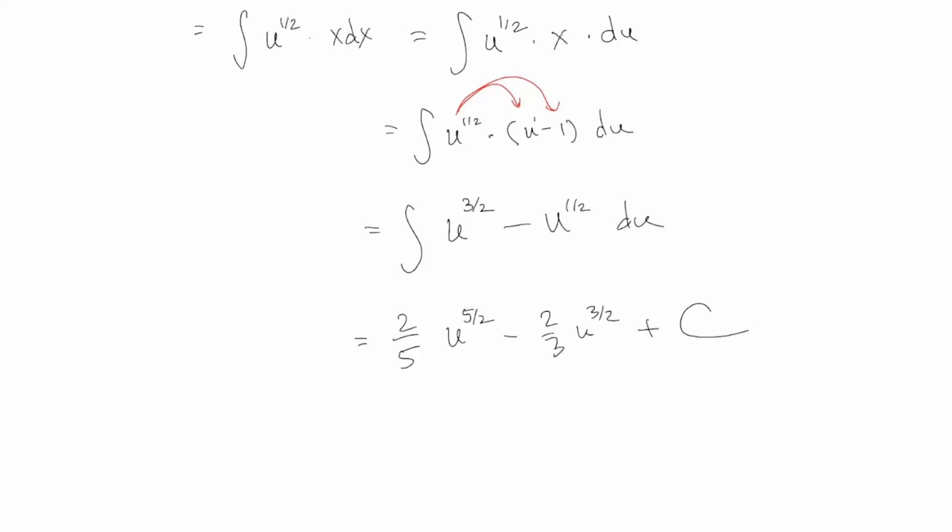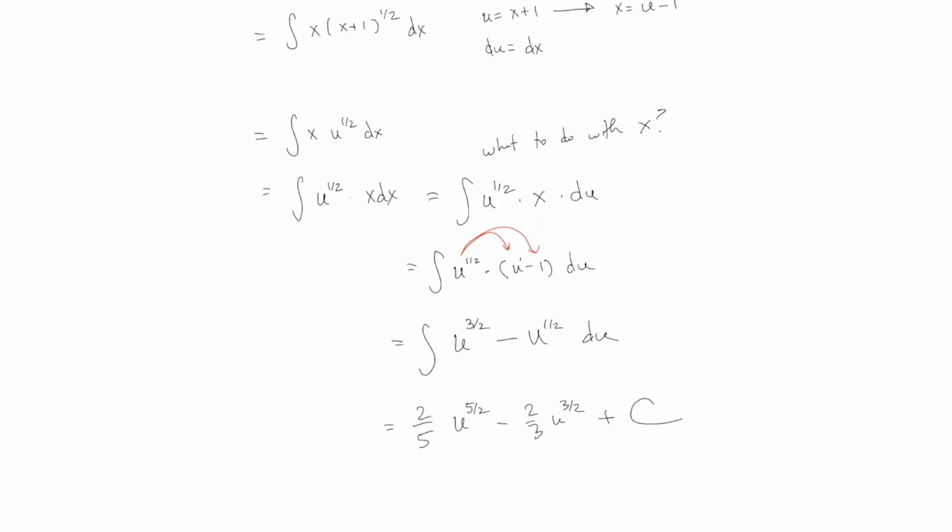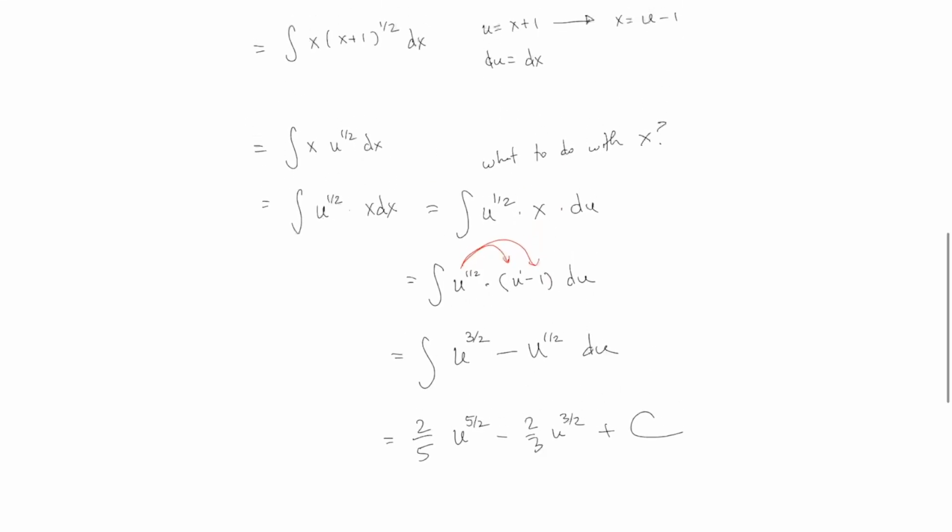All right. And then finally, as always, we replace the variable with x's. So looking way back at the original substitution, u equals x plus 1. And so my final answer is 2/5 times (x plus 1) to the 5/2 minus 2/3 times (x plus 1) to the 3/2. The end.